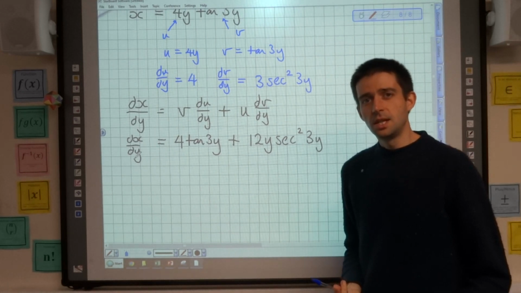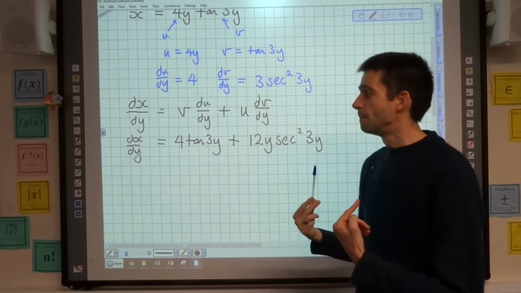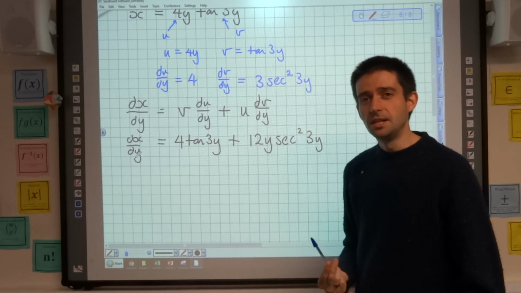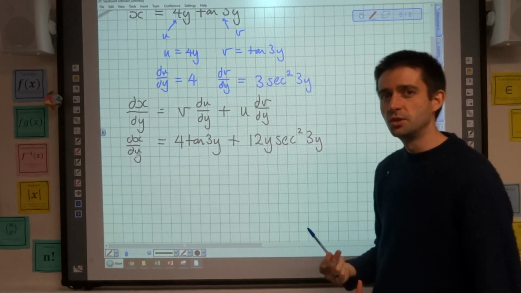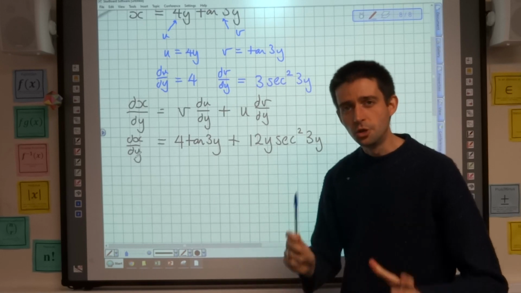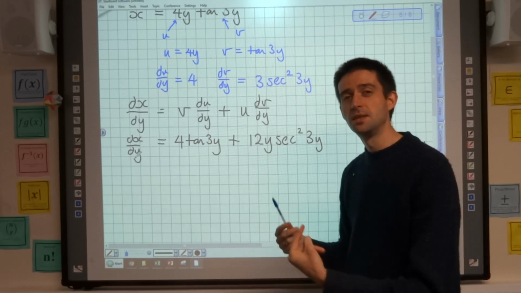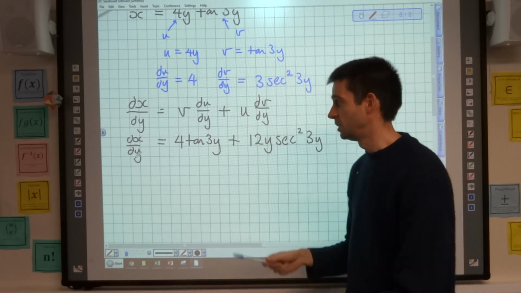Now to find the gradient of the tangent at the point that I've been given, I need the value of dy dx, because that's the gradient of the tangent. And what a lot of students are tempted to try and do now is to flip this expression to get dy dx. Don't do that. Substitute in the values, and it's much easier to flip a number than it is to try to flip a function.